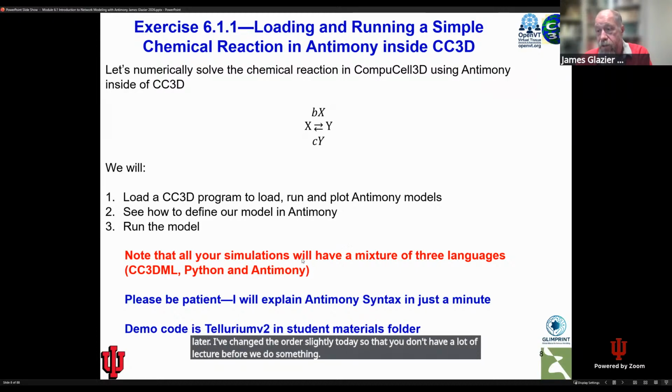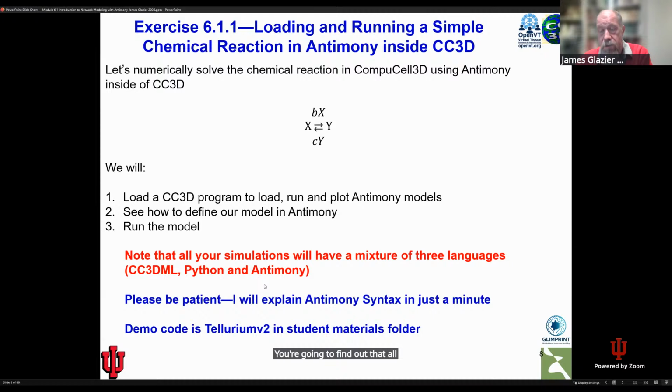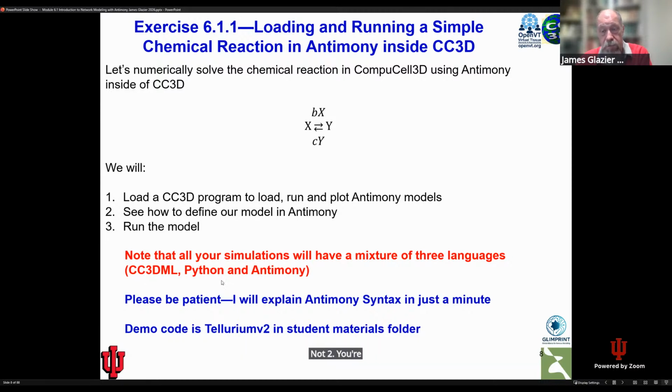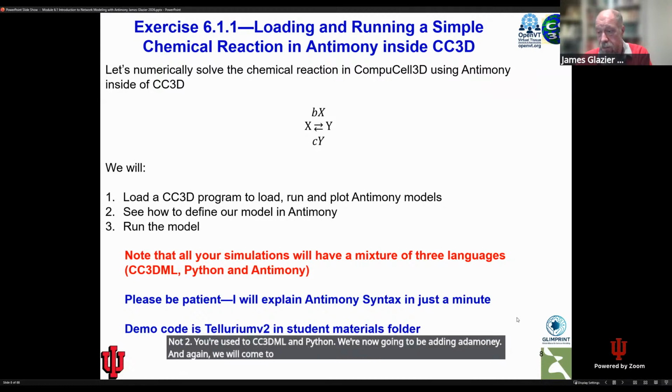You're going to find out that all of our simulations, when we start building these complex simulations, are going to have 3 languages, not 2. You're used to CC3DML and Python. We're now going to be adding antimony. And again, we will come to antimony syntax in a little bit.